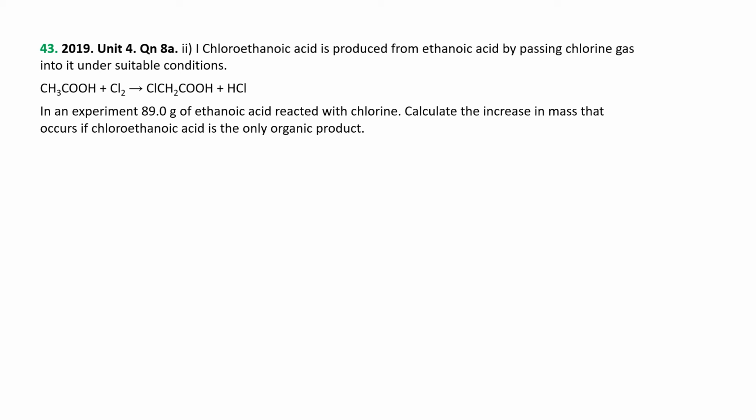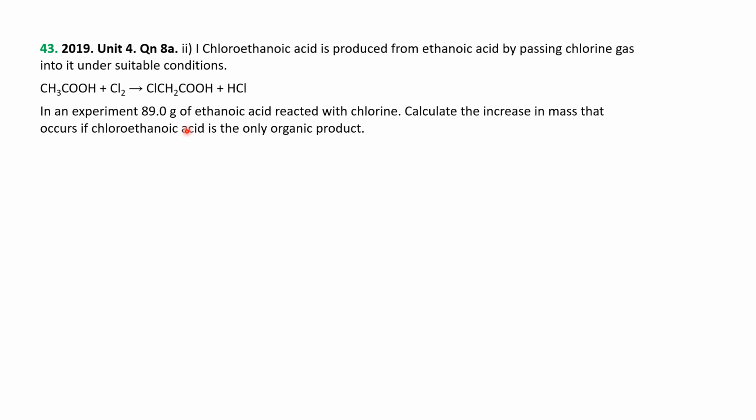Finishing off this section with a question that we could use the roadmap for, but there are other ways to do certain stoichiometry questions, and it's worthwhile discussing those. Chloroethanoic acid is produced from ethanoic acid by passing chlorine gas into it under suitable conditions. In an experiment, 89 grams of ethanoic acid was reacted with chlorine. Calculate the increase in mass that occurs if chloroethanoic acid is the only organic product.